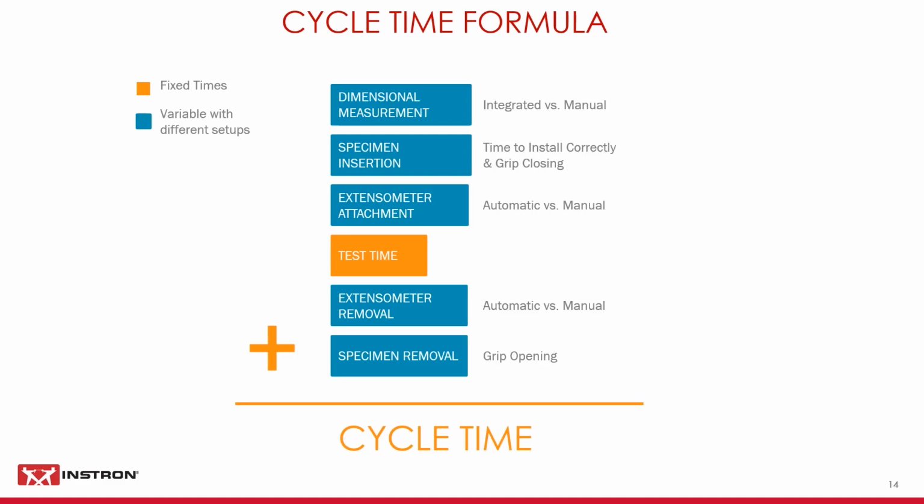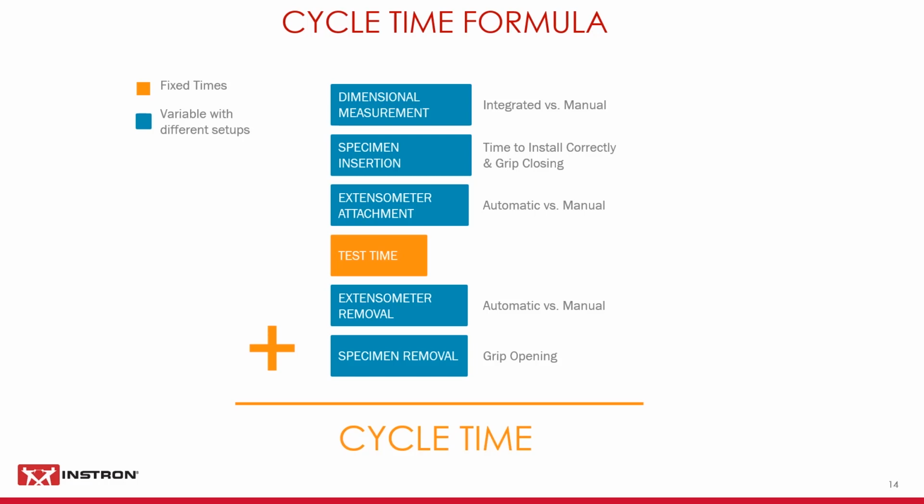Before we get into this, let's talk a little bit about the formula behind cycle times. Out of all of the parameters associated with a tensile test, the one that we cannot improve upon or change is the actual test time. This is shown in orange here. As per the standards, you are required to run at a specific rate, and the time it would take to break at this rate is dependent on the material being tested.